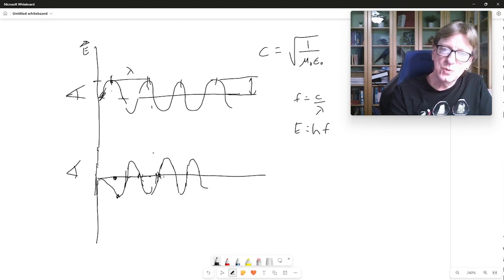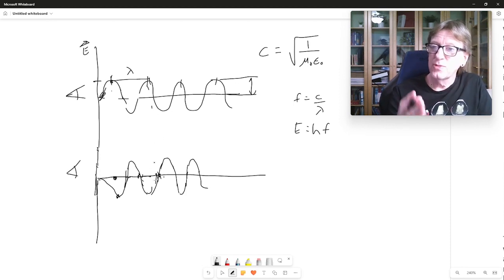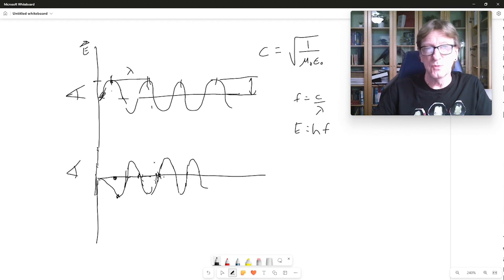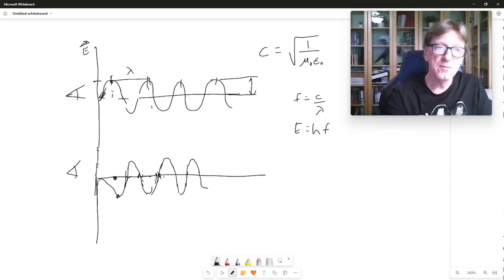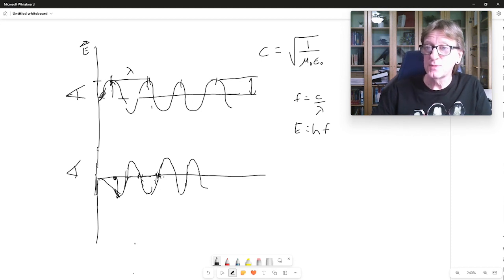All right, well, if I have these two waves together, then the electric field is a vector. So remember, the electric field is a vector, so I can add those vectors. Here, my electric field is positive. Here, my electric field is negative. So when I add them up, what am I going to get? It's going to be 0. The electric field is going to be 0.